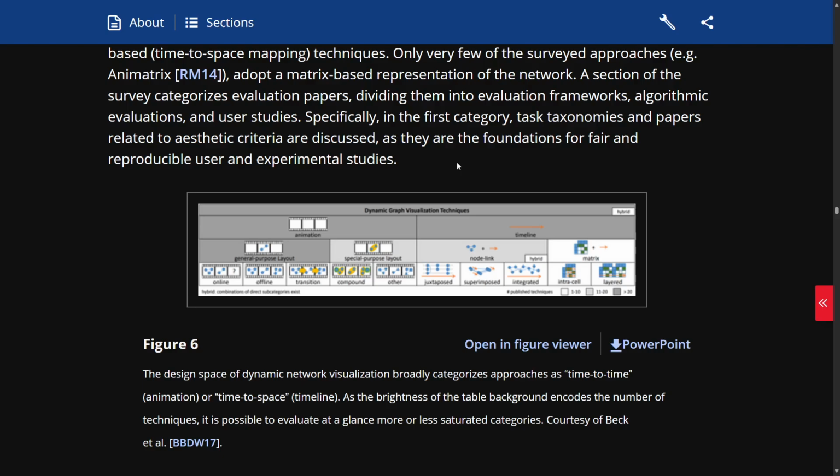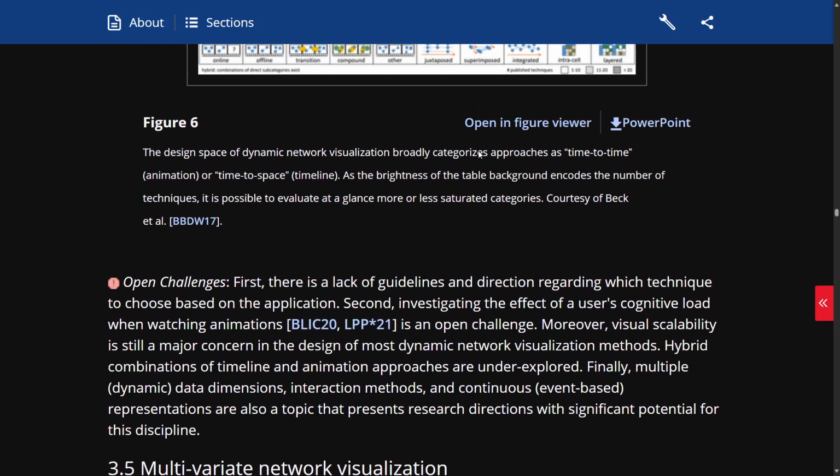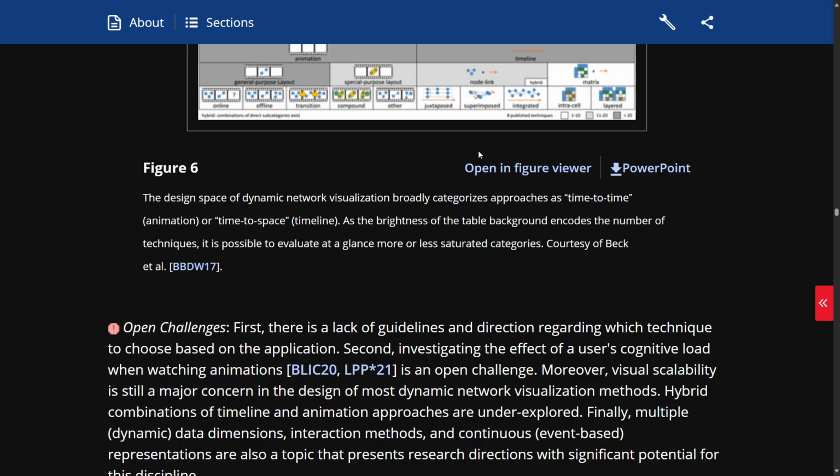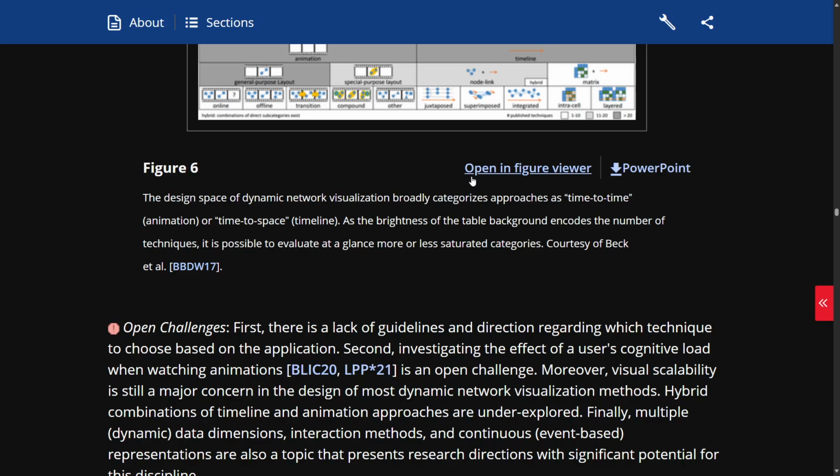Open challenges. First, there is a lack of guidelines and direction regarding which technique to choose based on the application. Second, investigating the effect of a user's cognitive load when watching animations, BLIK20, LPP21, is an open challenge. Moreover, visual scalability is still a major concern in the design of most dynamic network visualization methods. Hybrid combinations of timeline and animation approaches are underexplored. Finally, multiple dynamic data dimensions, interaction methods, and continuous, event-based representations are also a topic that presents research directions with significant potential for this discipline.